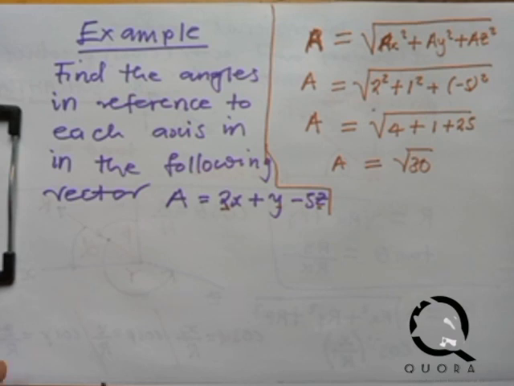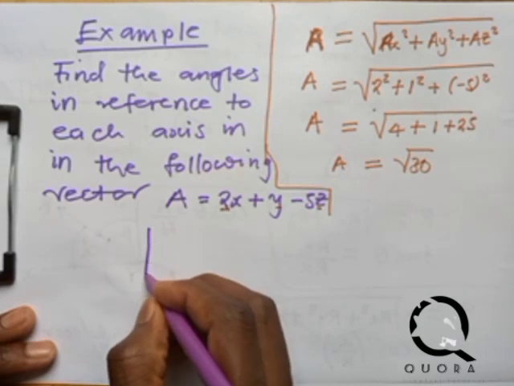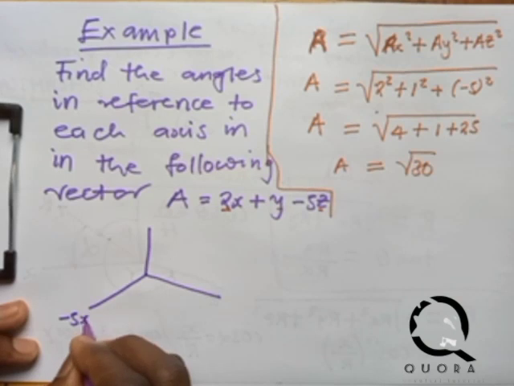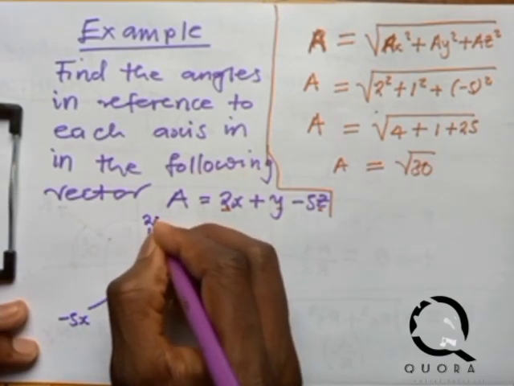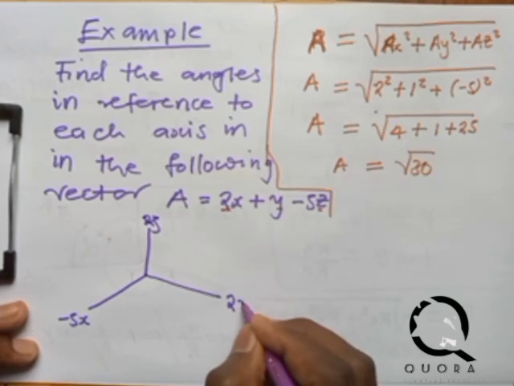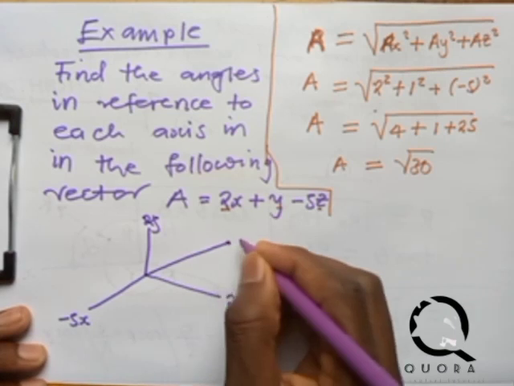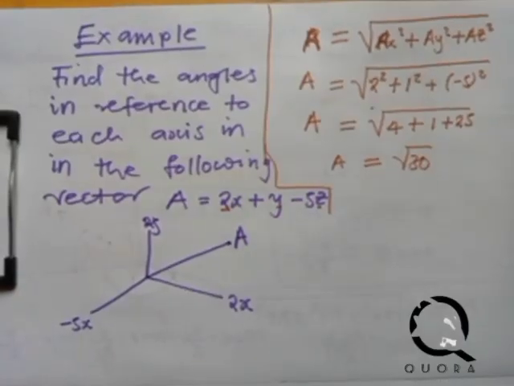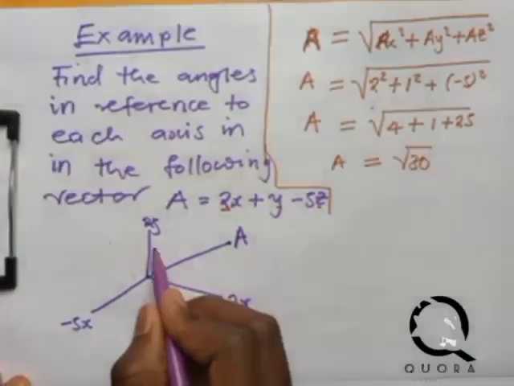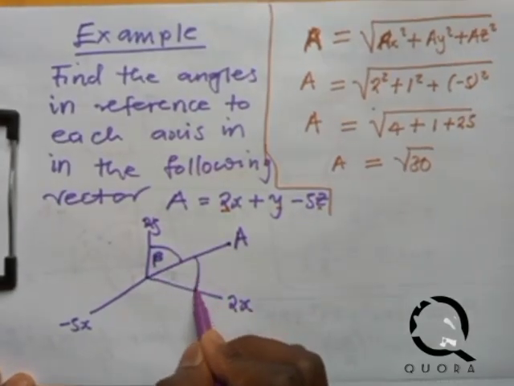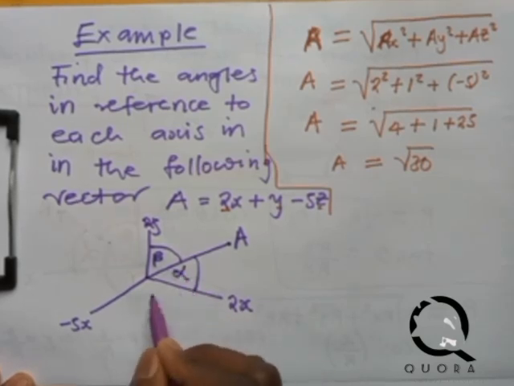So if you want to illustrate what is happening here, we are going to have something like this. Here we are going to have negative 5z. Here we are going to have y, and somewhere there we are going to have 2x. And our resultant is found somewhere in the middle here, A. So we are going to find the angle here, which is going to be beta, the angle somewhere there, which is going to be alpha, and the angle here, which is going to be gamma.